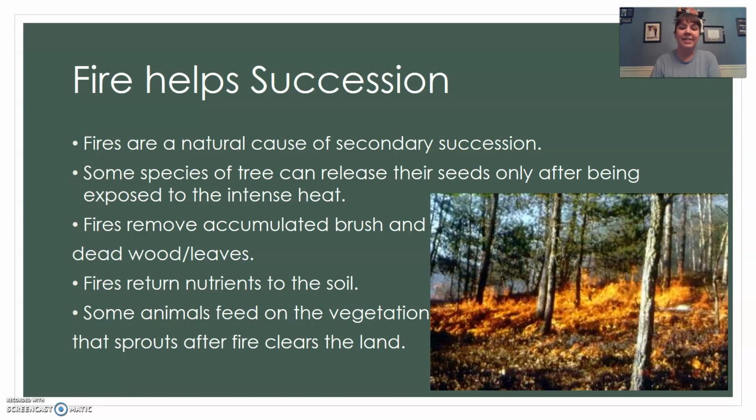So that is our intro to ecology and our ecological systems, and we will look tomorrow at how energy moves through our ecosystems.